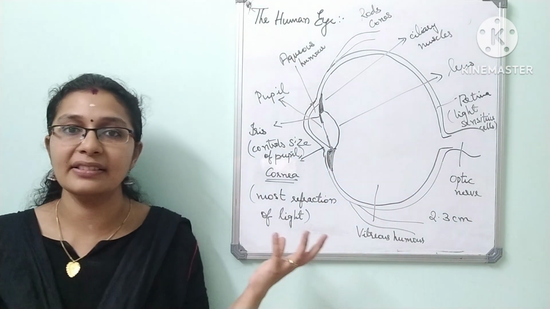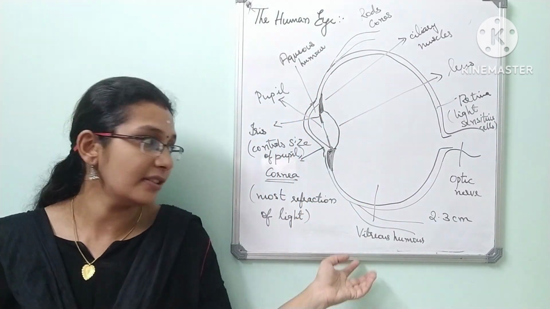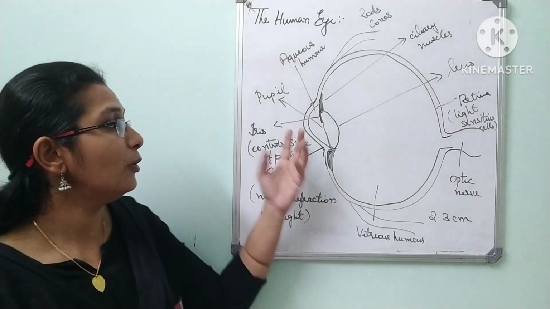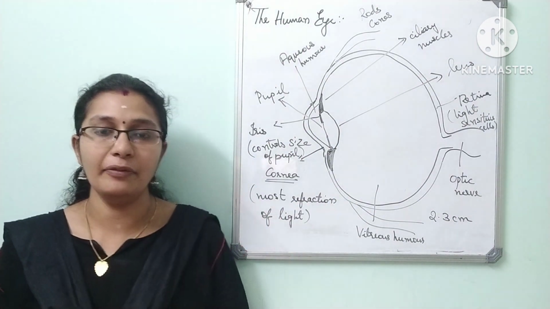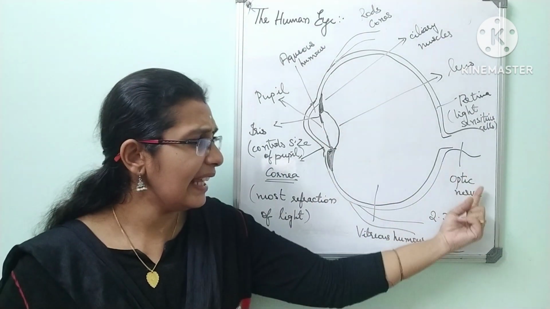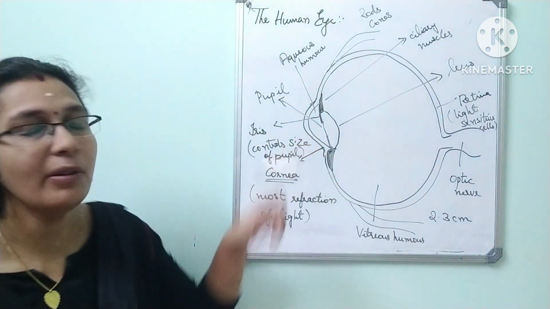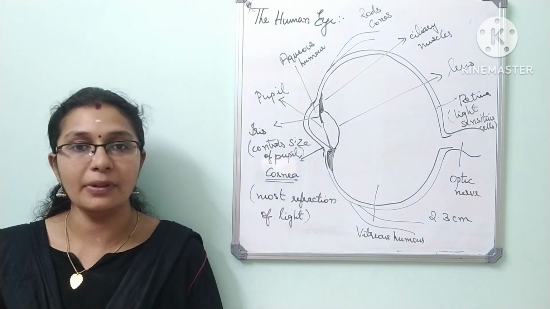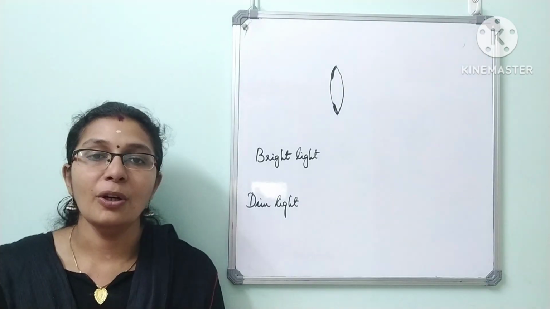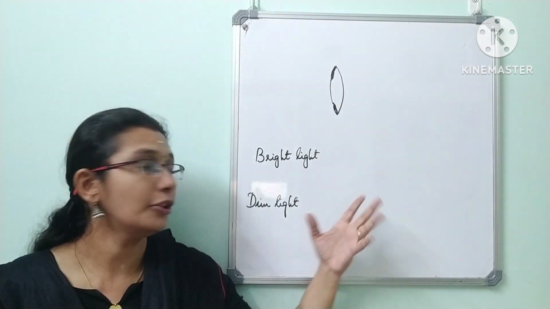And our eye is made up of the eyeball, whose diameter is 2.3 centimeter. And we do have two fluids, aqueous humor and vitreous humor. So between this lens and retina we have vitreous humor, and in this gap we have aqueous humor. So these are fluids in the eye that maintain the pressure inside our eye. Clear?